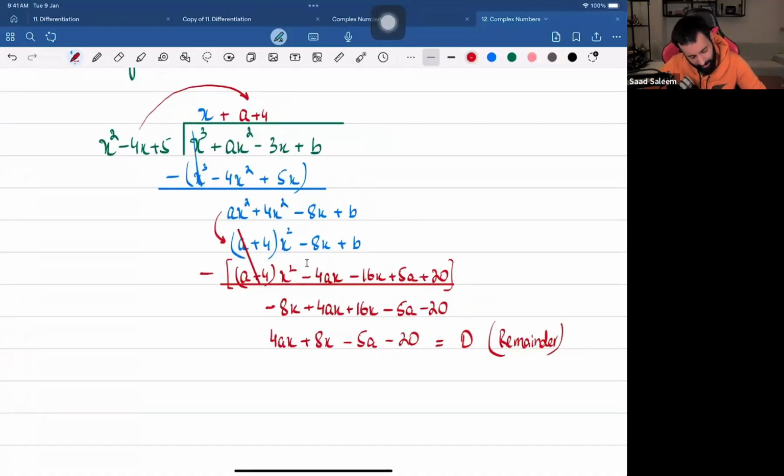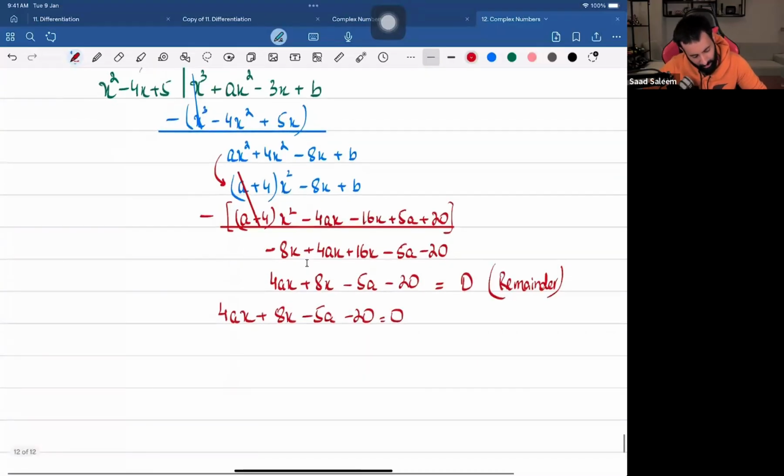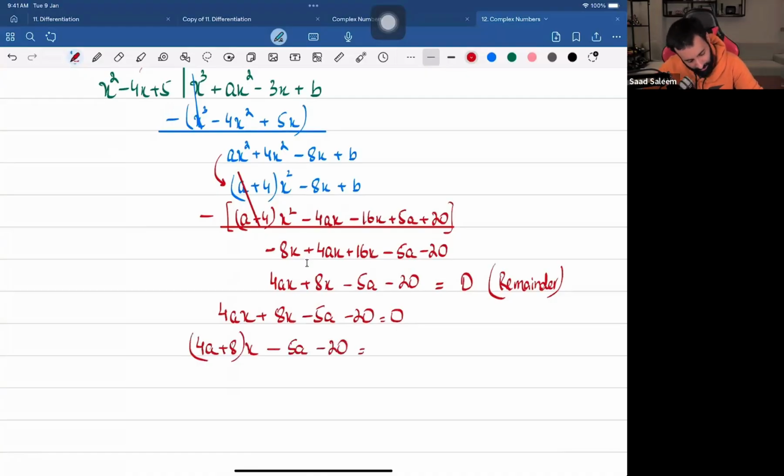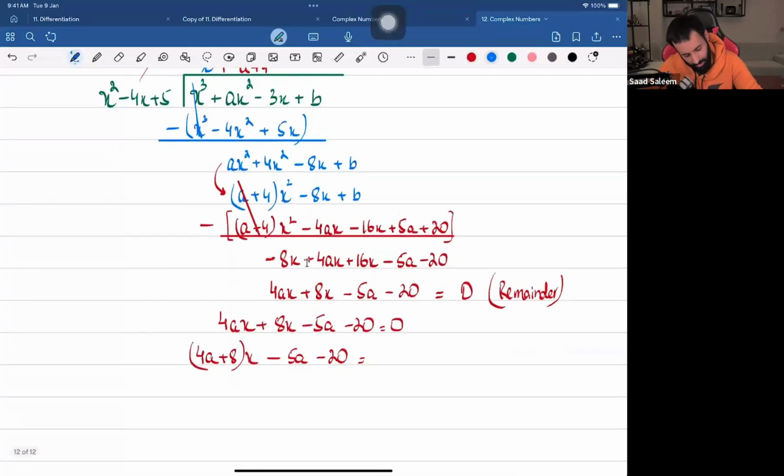So if this is equal to 0, that means once again, we will now compare the coefficients. So we have 4ax plus 8x minus 5a minus 20 equals 0. So that means the coefficient of x must also be equal to 0 and the constant must also be equal to 0. So what's the coefficient of x? That's 4a plus 8. And what's the constant? That's minus 5a minus 20, plus b also. I think I forgot the plus b. Yes, plus b from before.